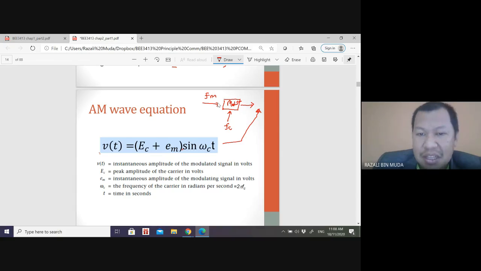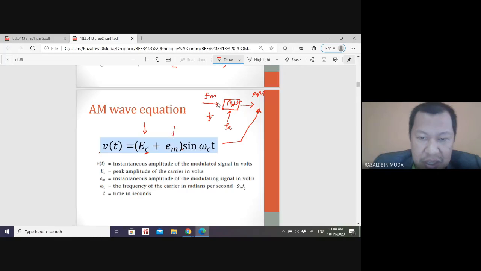Dalam kes ni kita boleh kata dia sebagai tambah. This input, this modulating signal tambah dengan this carrier signal become AM modulated signal. So this equation here. So VT equal to EC plus EM sin omega CT. Kau tengok sini ialah this is carrier C.